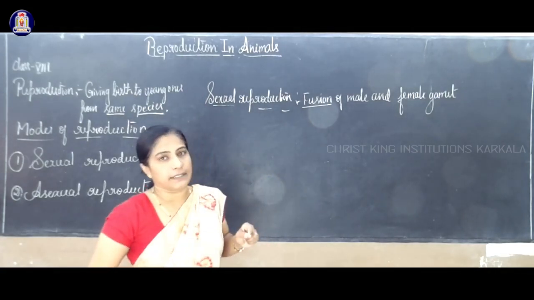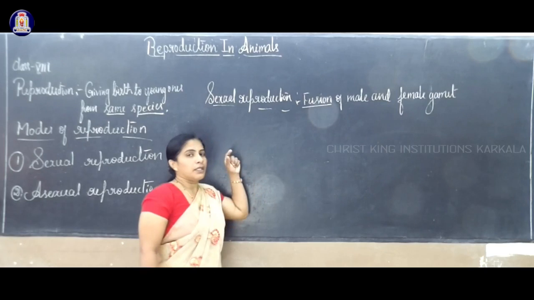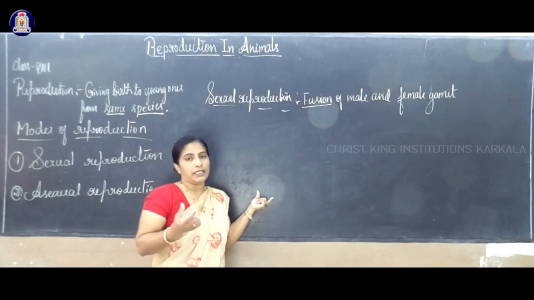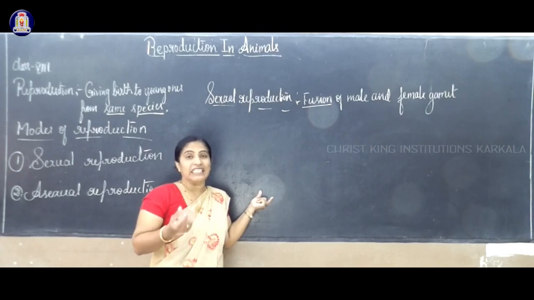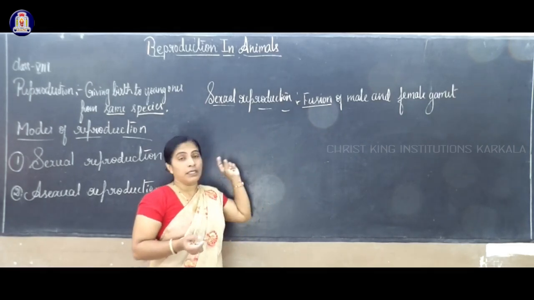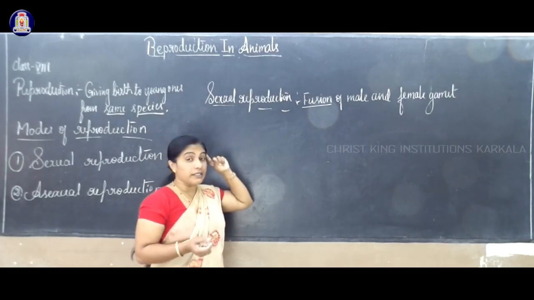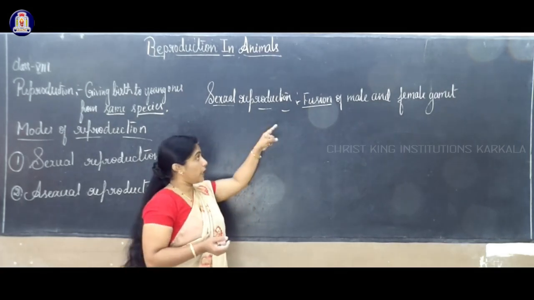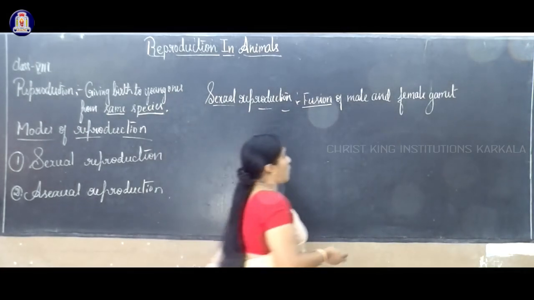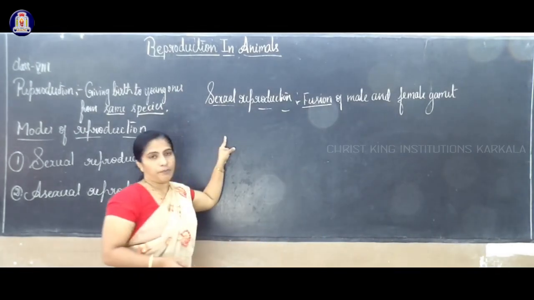Same like in plants. So fertilization, then it will produce in plants especially. From the fertilization, you can get an embryo, ovule, seed, etc. Fruit. So the outer covering. So same thing in human beings or in animals, in higher animals, not in primitive organisms. Fusion of male and female gamete is called sexual reproduction.